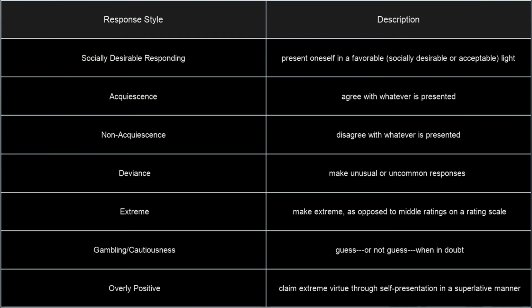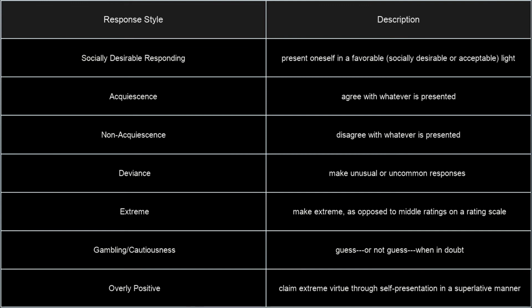Gambling cautiousness, you guess or you're just guessing your answers. And overly positive. So sa gambling or cautiousness, it doesn't make sense yung mga sagot, no? Like, hindi rin siya laging yes, hindi rin siya laging no, hindi rin siya laging middle. Pero it just doesn't make sense in some ways. Like, the related items, for some reason, the answers, you just can't make sense out of it. It's difficult to interpret. So, mapapansin mo siya. That's gambling.